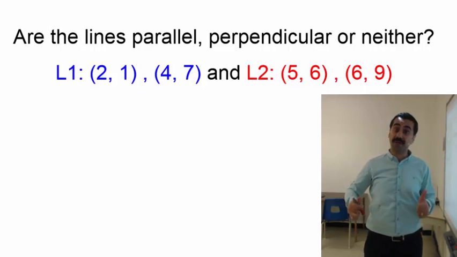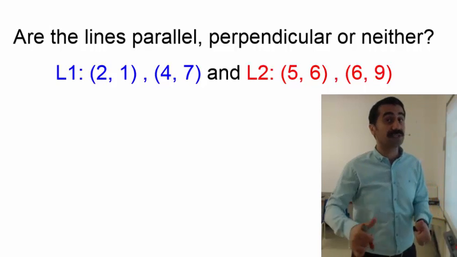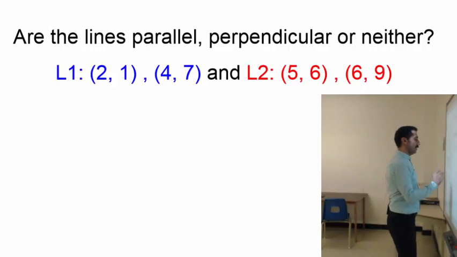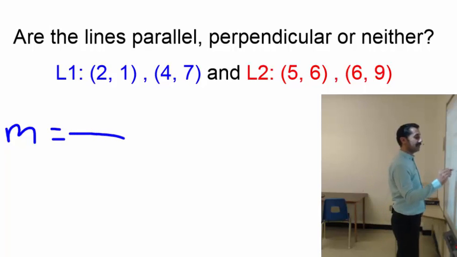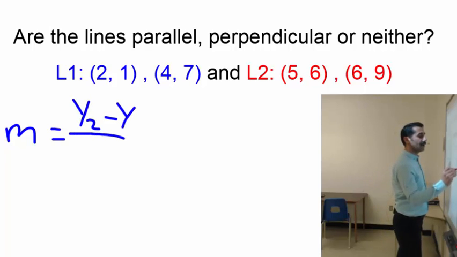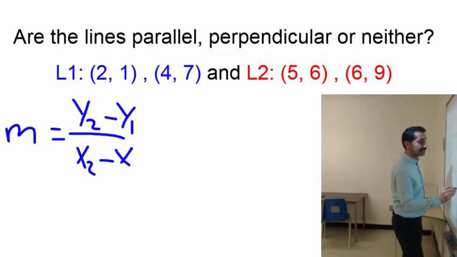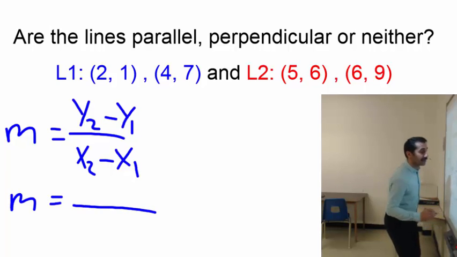In order to find out whether two lines are perpendicular, parallel, or neither, you need to see the slopes. So we are going to calculate the slopes here. What is the slope formula? You guys remember that? It's y2 minus y1 divided by x2 minus x1. That's the slope formula, and I am going to apply that.